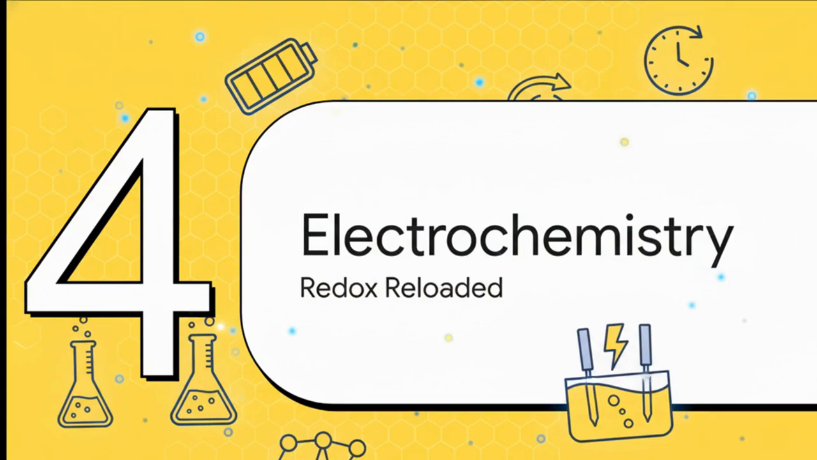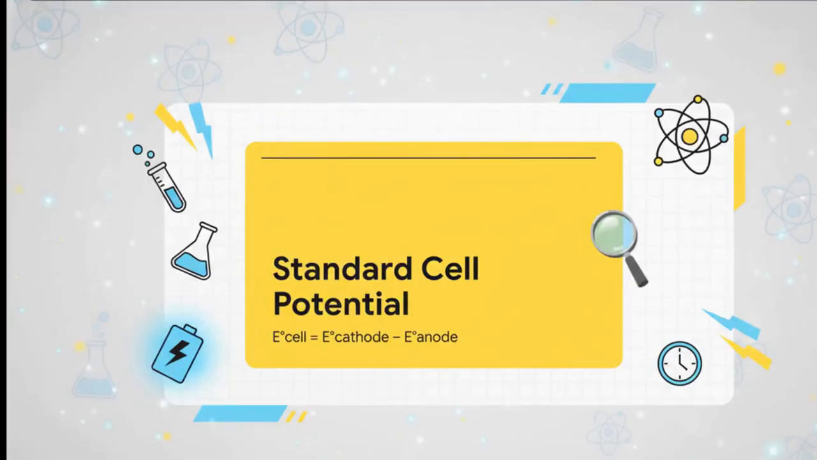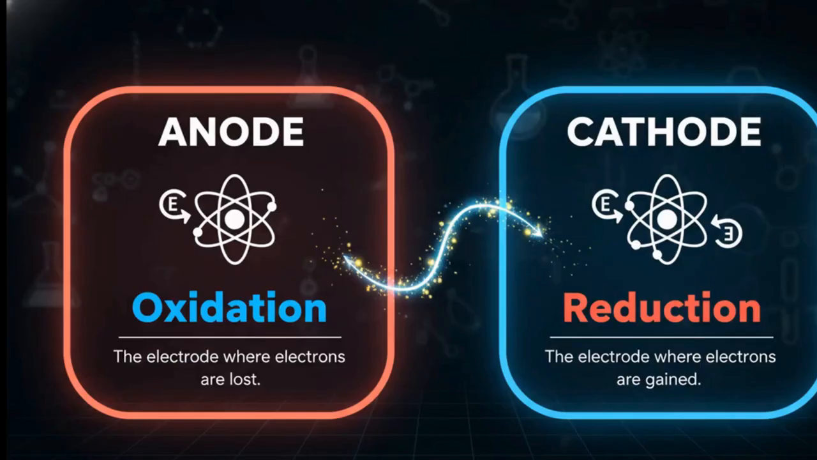Okay, I know a lot of students get confused by oxidation and reduction, but we're about to make it crystal clear. It's time for a redox reload. You know the drill. It's a formula flash. Standard cell potential is the potential of the cathode minus the potential of the anode. Remember, it is always cathode minus anode. Go ahead and screenshot this one. But which is which? It's simple. Oxidation always happens at the anode, and reduction always happens at the cathode.